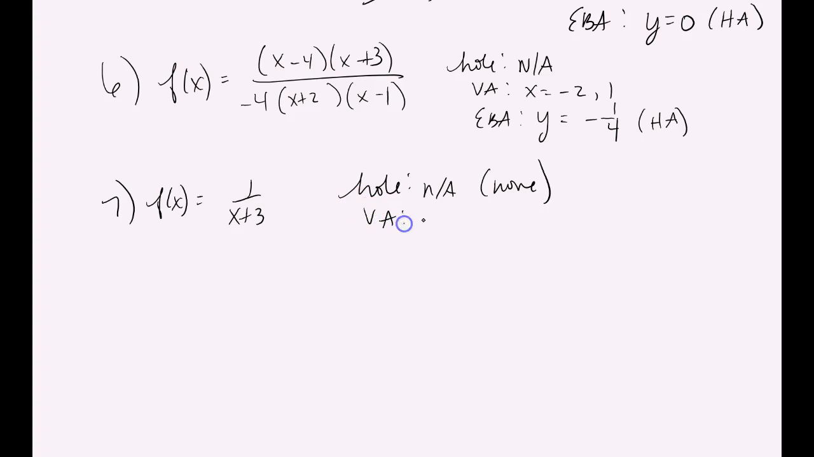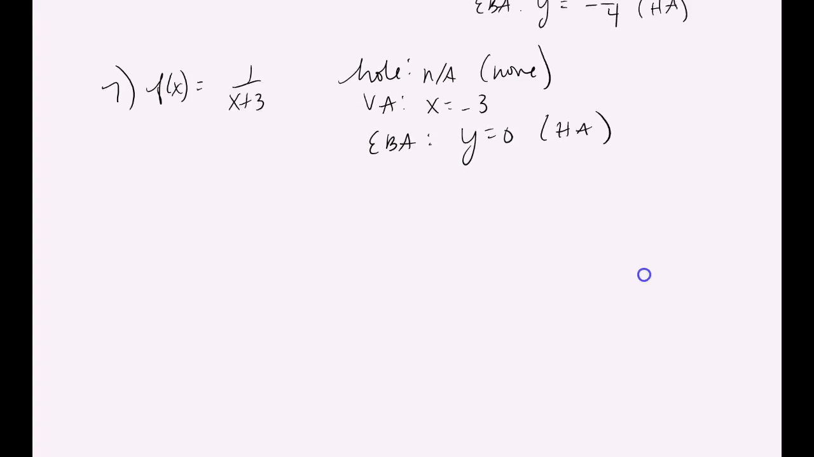The vertical asymptote comes from the denominator. And the end behavior asymptote, well, you have a power of x to the 0. There's nothing there over x. So it's higher on the bottom, so it will be a horizontal asymptote at y equals 0.